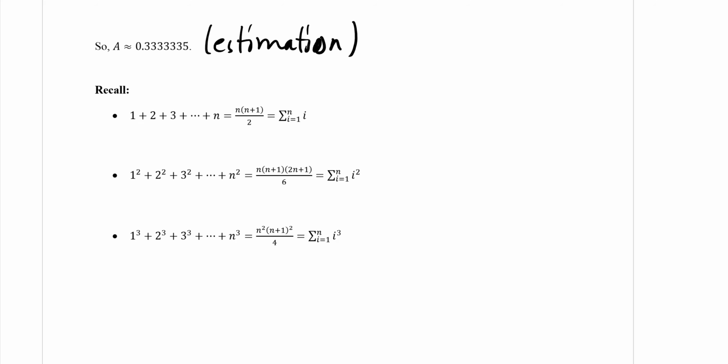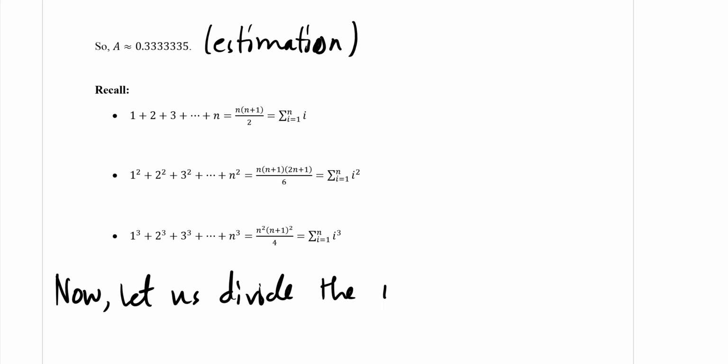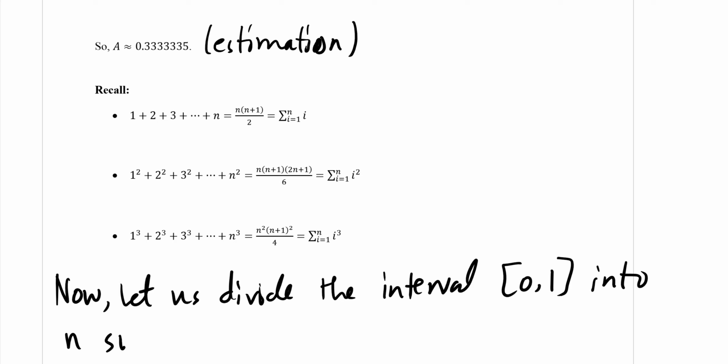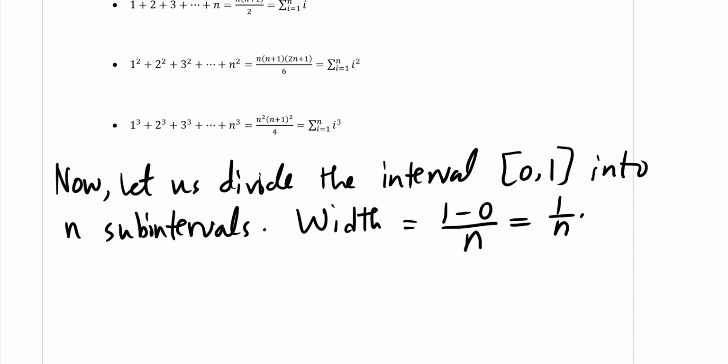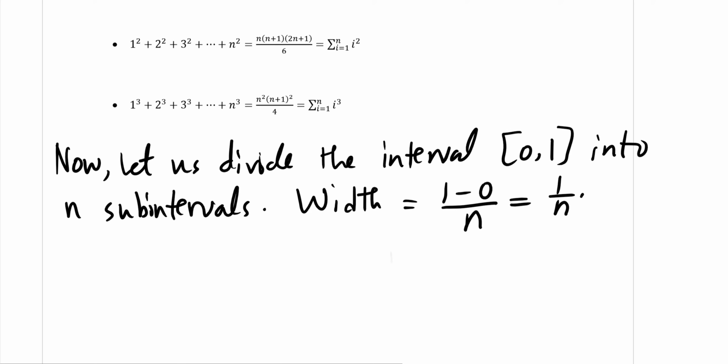Now what we're going to do is let us divide the interval that we started with, 0 to 1, into n sub-intervals. Okay, n of them. I don't know how many, just n. Then the width of the rectangle is going to be 1 minus 0 divided by the number of rectangles or sub-intervals. It's 1 over n. So each rectangle or sub-interval has a width of 1 over n.